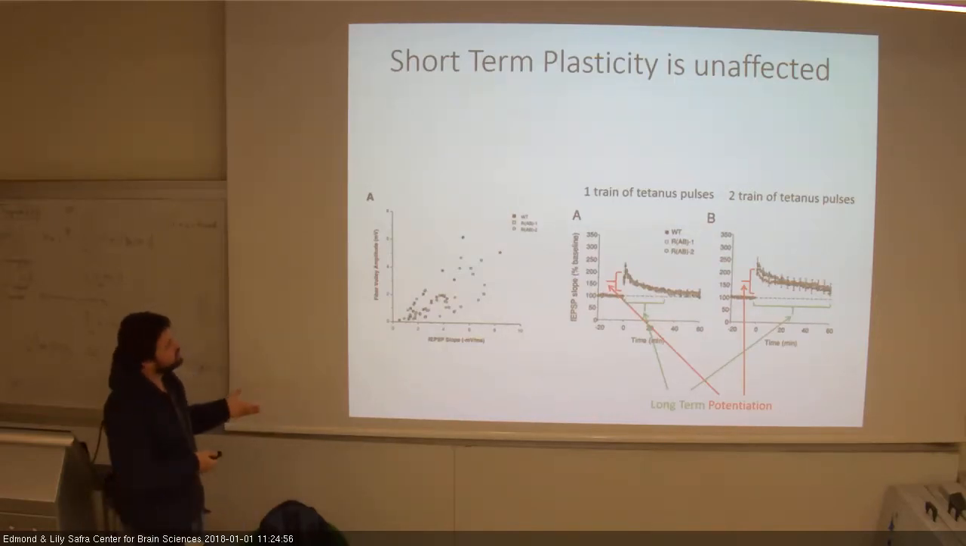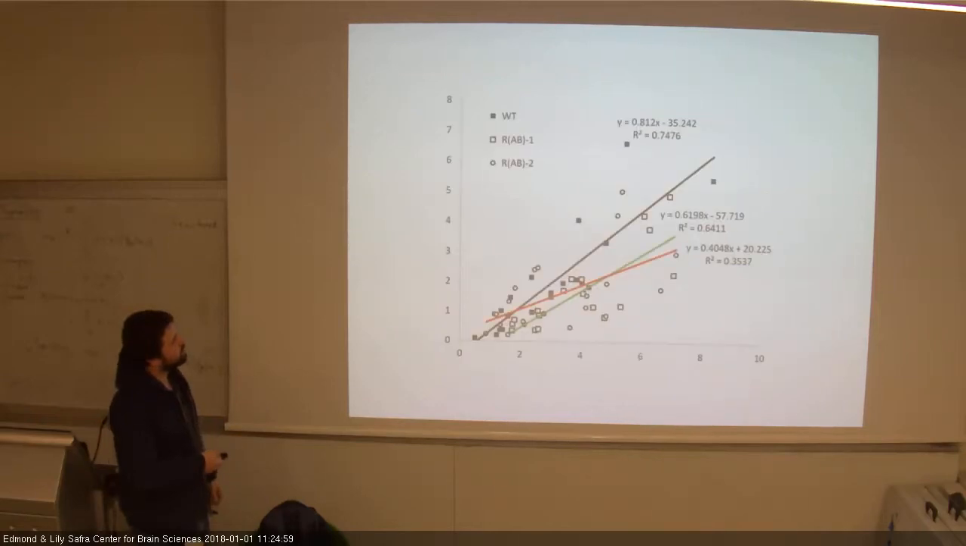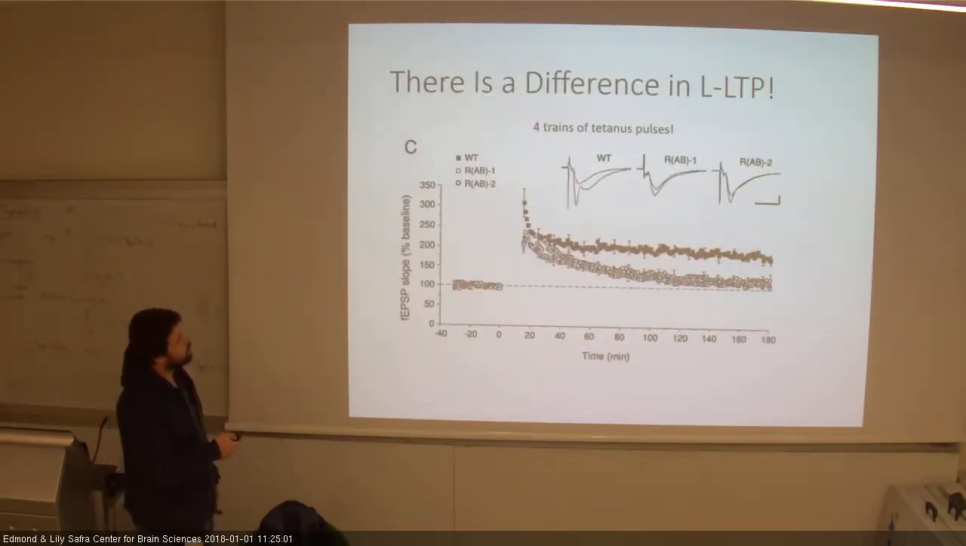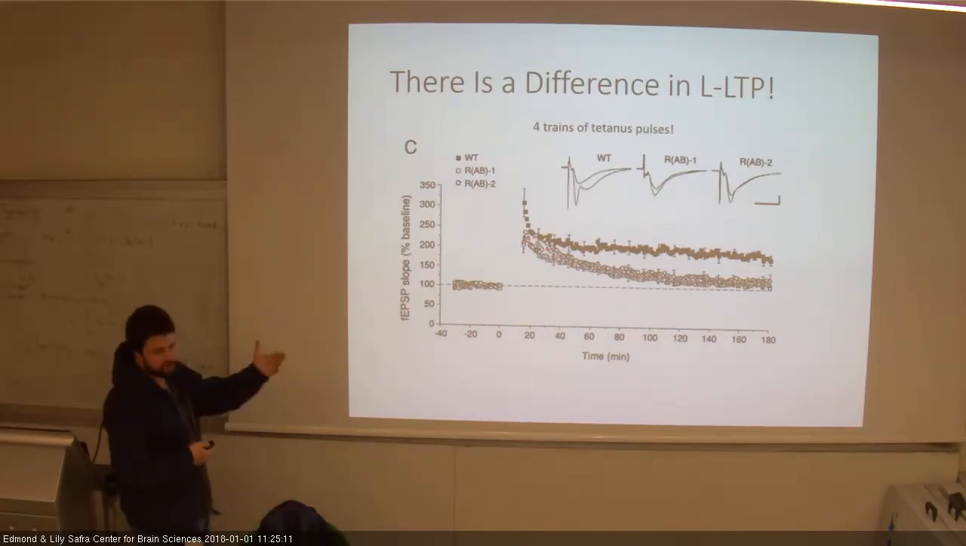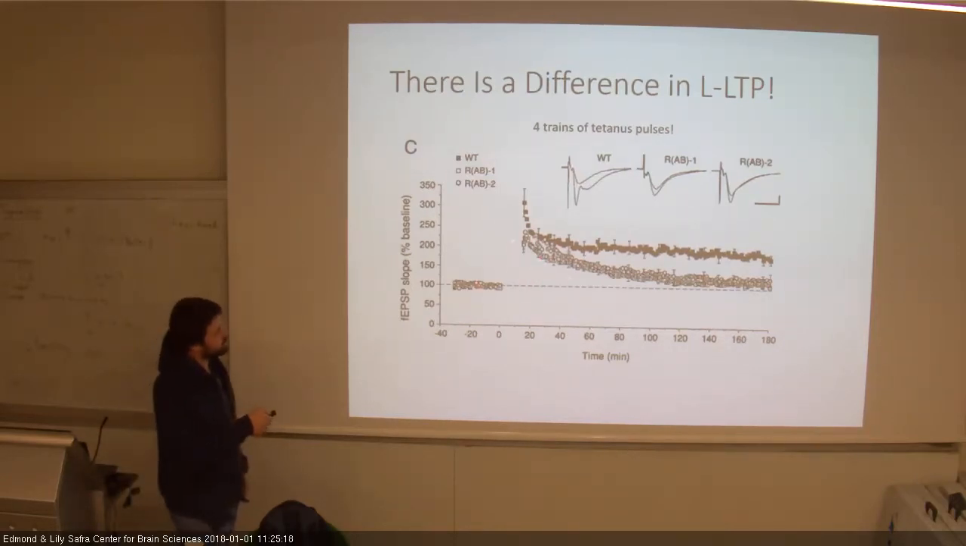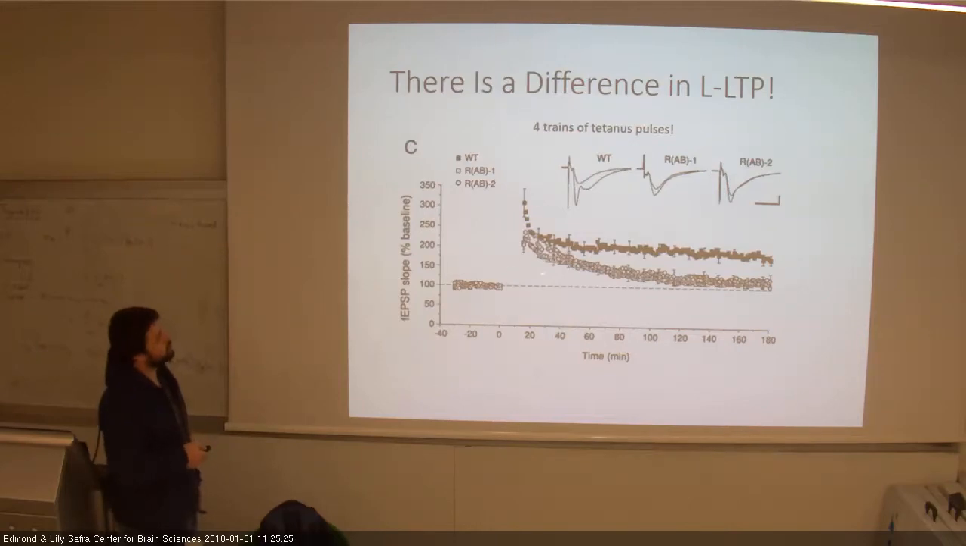But actually, what they saw is that when they give 4 trains of tetanus pulse, they really get a fundamental difference even in the early response. So it's not something that is additive. It's something that is fundamentally different between the wild type and the experiment animals, the transgenic animals, in the way that they respond to 4 trains of tetanus pulses, and in their ability to maintain this form of plasticity.